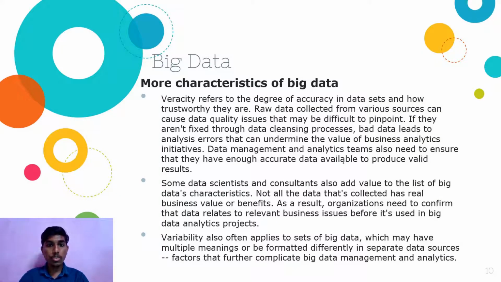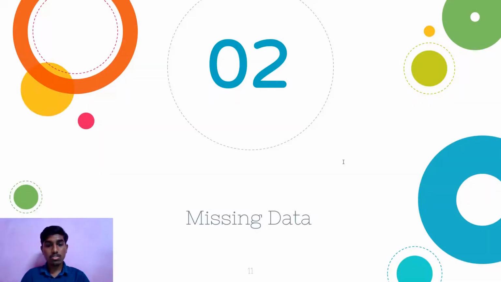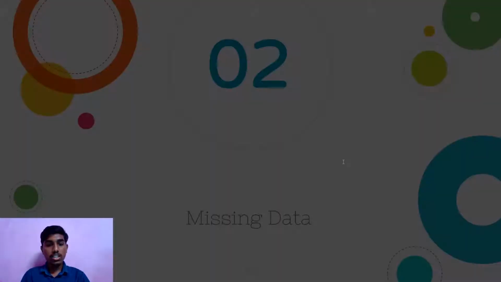More characteristics of big data. Veracity refers to the degree of accuracy in datasets and how trustworthy they are. Variability also often applies to sets of big data, which may have multiple meanings or be formatted differently in separate data sources.